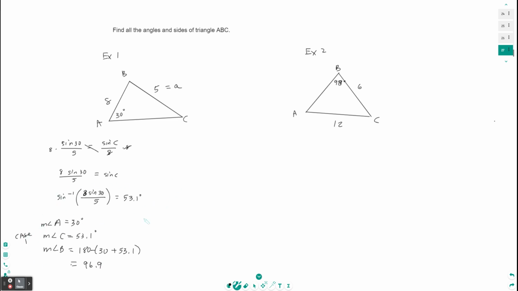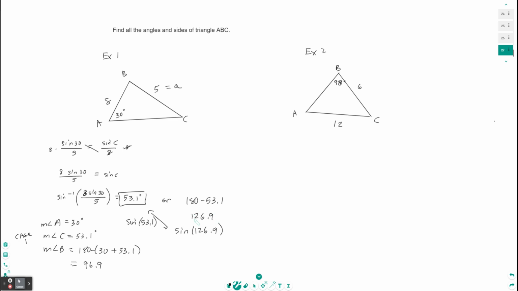Now there's a special rule that you can get the same ratio whether it's 53.1 or 180 minus 53.1. So let's go ahead and do that, and we get 126.9. So that's to say that if we found sine of 126.9, that would give you the same thing as sine of 53.1. That's why it works.